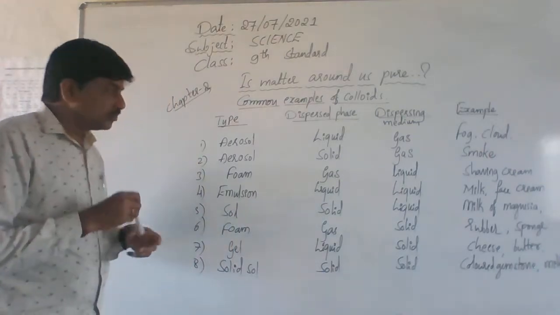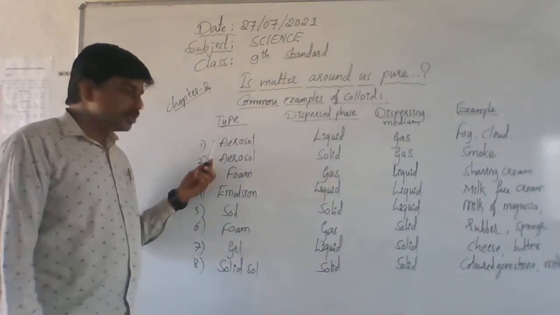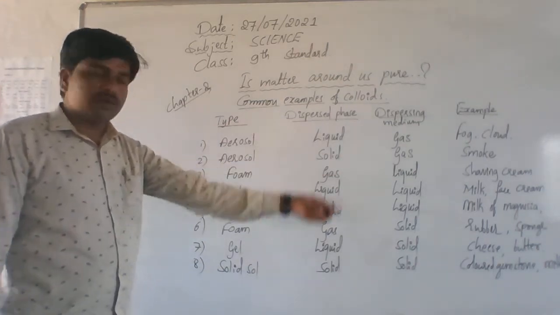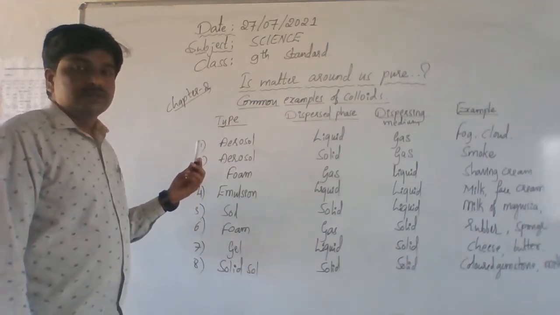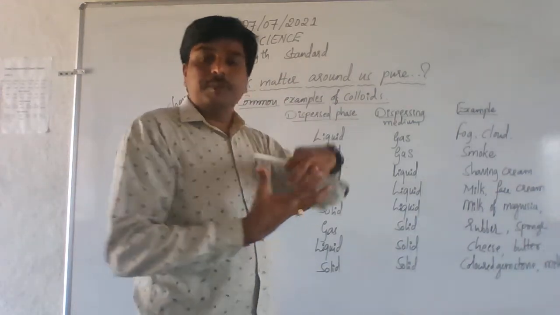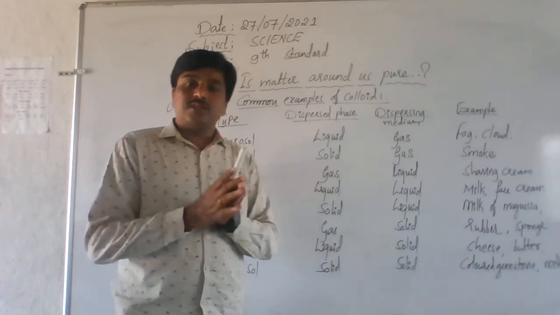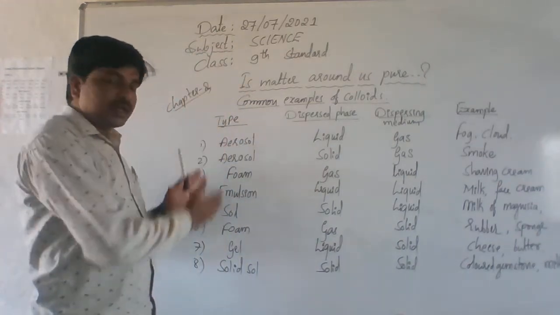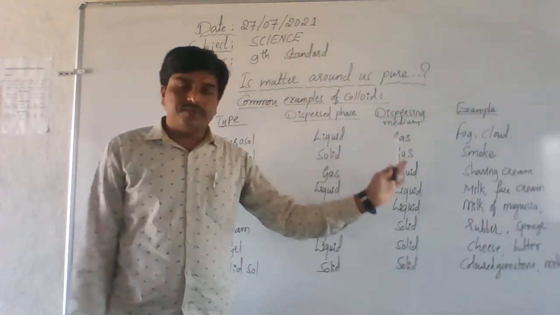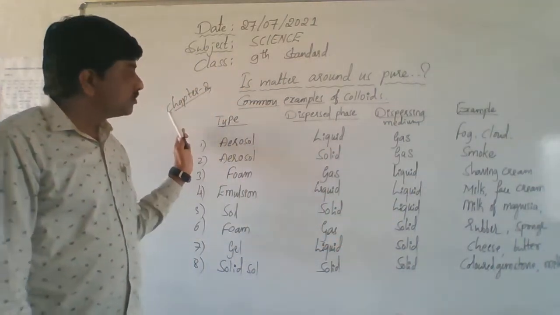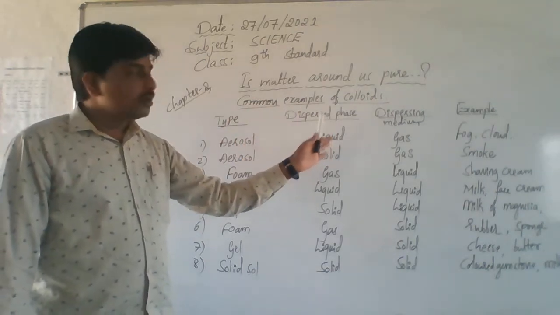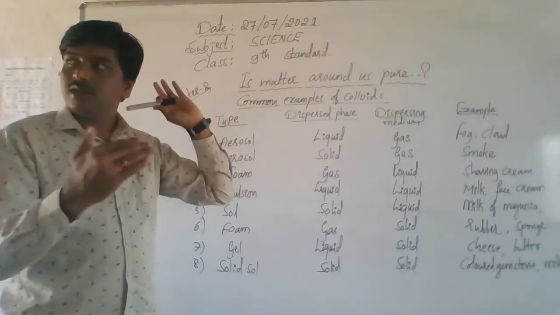The first type of colloidal solution is aerosol. Remember, these are very important colloidal solutions. Depending upon the disperse phase and dispersing medium, colloids are classified into different types. I have already written the different kinds of colloidal solutions with the disperse phase, dispersing medium and examples. Let us learn one by one.